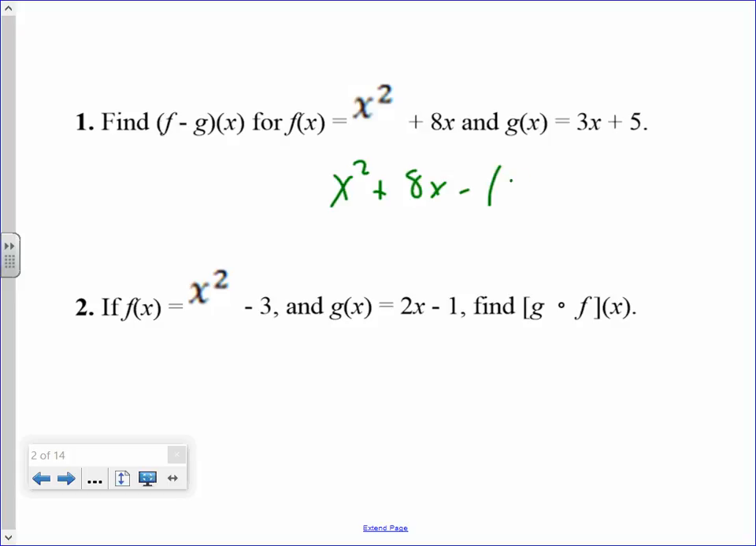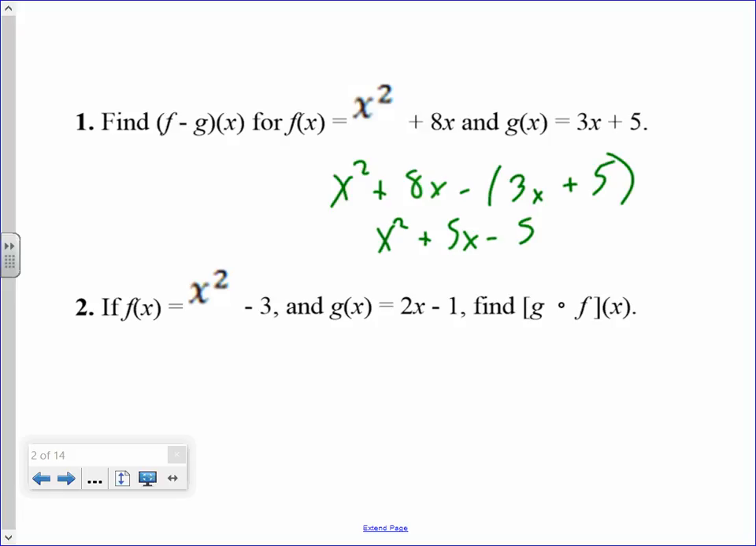Make sure the minus sign gets applied to every term within the G function. So if you take off those parentheses, it becomes minus 3x minus 5. So you get x squared, 8x minus 3x will be a positive 5x, and then you have the minus 5.